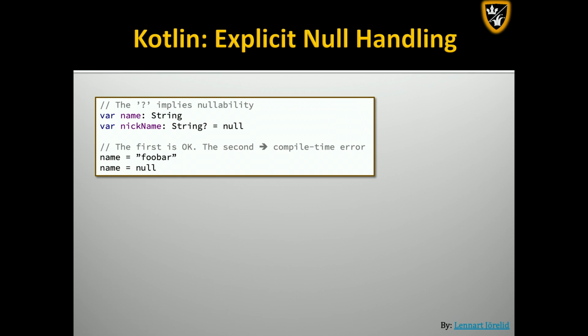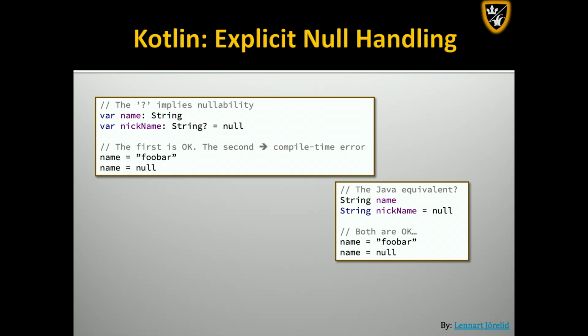So this is a rather interesting thing. When you define a type in Kotlin, you can append a question mark, which means it's nullable. And if you don't, the type is not nullable, which means you'll get a compile time error if you're trying to assign null to it. Static code analysis applied.